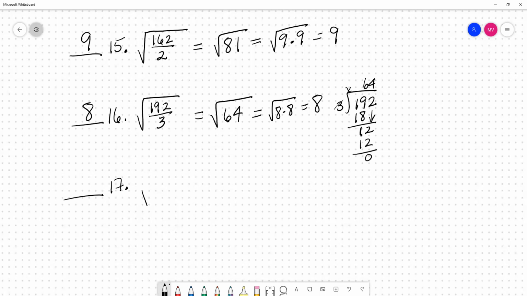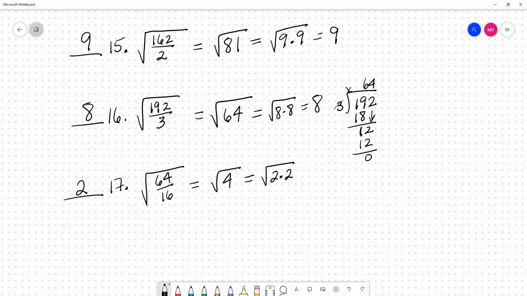All right, so we have the square root of 64 over 16. What's the square root of 4? There we go.